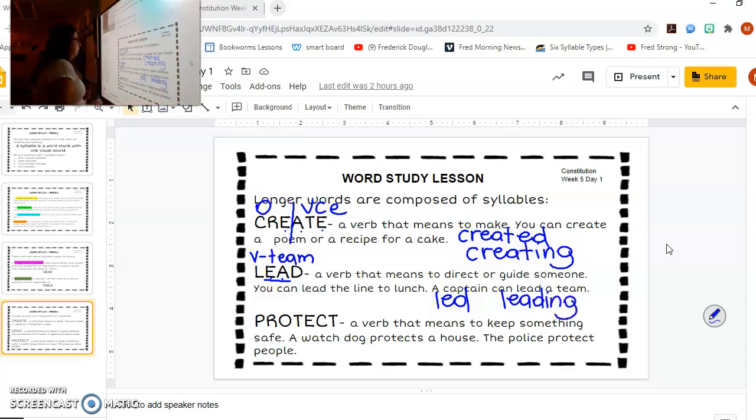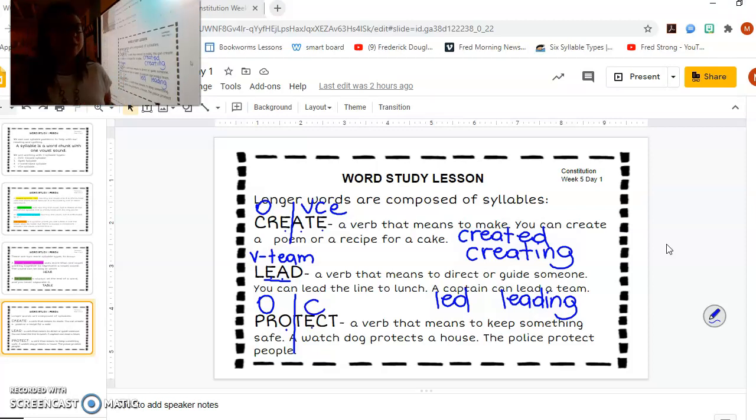Awesome. And the last word is the word protect. Protect is a verb that means to keep something safe. A watchdog protects the house. Police protect people. Protect. Let's see how many syllables we have in that word. Protect. Very good. We're going to split it between 2 syllables. We're marking the vowels. We can see that there is a vowel at the end, so that will be an open syllable. And now let's look at the text. I have a consonant, vowel, consonant, consonant. Good. That is closed. Very good.